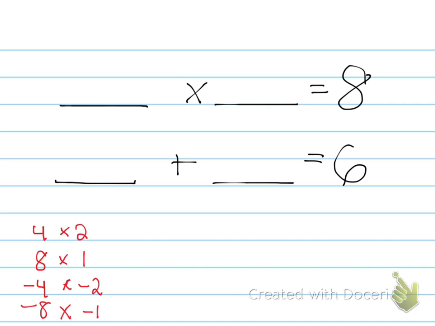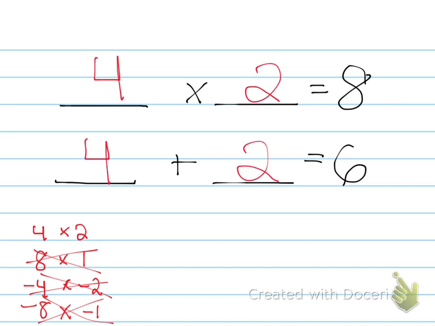So we have to see between these numbers which two are also going to add to equal 6. Well, we know 8 plus 1 is not 6. -4 plus -2, that's going to equal -6. So nope, can't be that either. So the two numbers will have to be 4 and 2, because 4 times 2 is 8 and 4 plus 2 is 6.